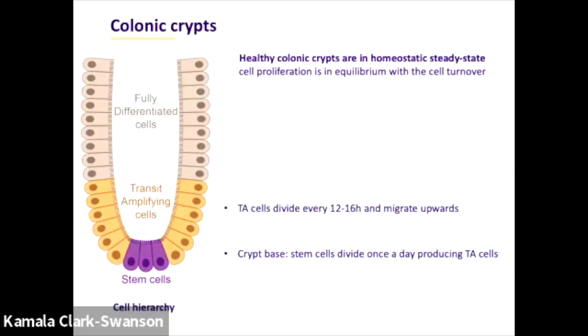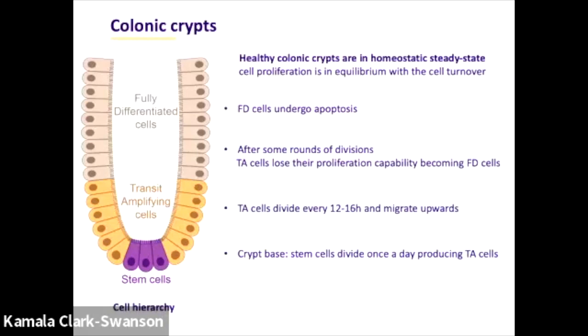Then we have TA cells that rapidly divide every 12 to 16 hours and migrate upwards towards the intestinal lumen. After some rounds of divisions, the TA cells lose their proliferation capability and become FT, fully differentiated cells. The fully differentiated cells, after a short lifespan, undergo apoptosis.